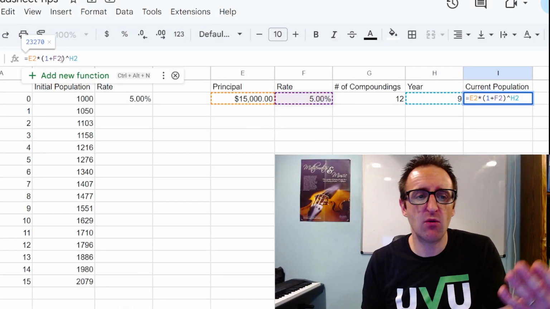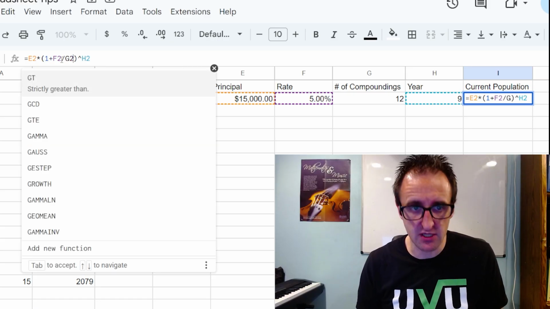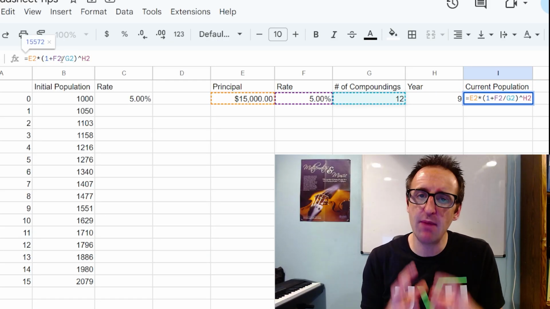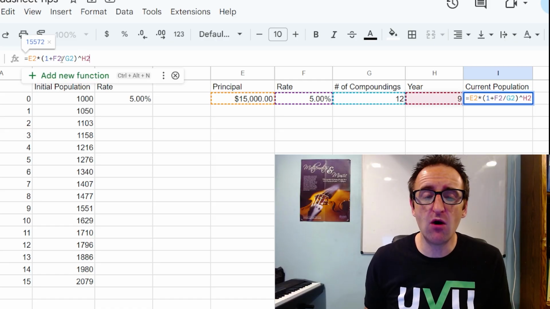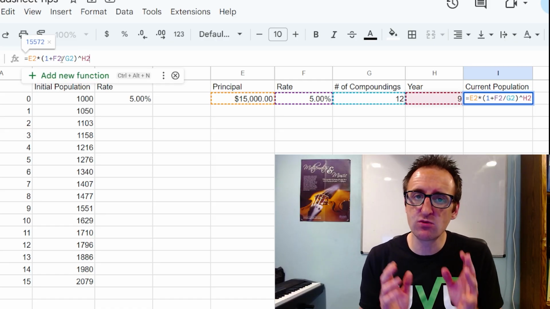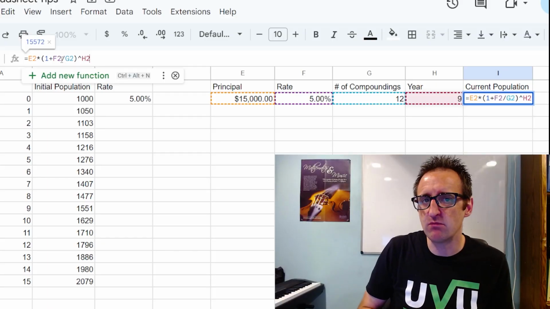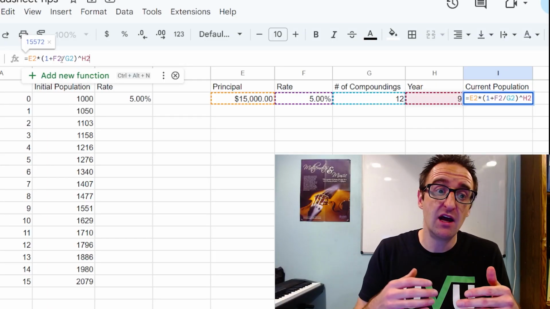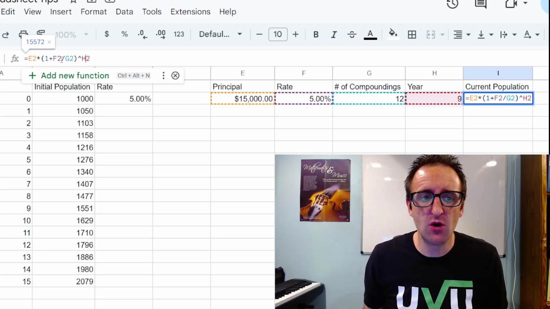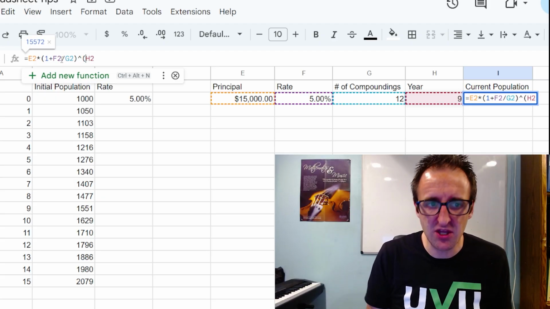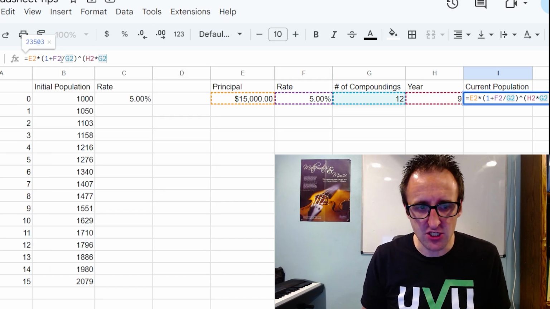And so to do that, we'll take this rate, the F2, and divide it by the number of compoundings, which is G2. And that gives us the percentage that you're going to add each time you compound. But now, you're not getting this 1 plus rate every time at the end of the year. You're getting it at the end of every month. We need to hit it with the 1 plus F2 over G2 12 times for every one of those years. So you take the number of years, but then you have to multiply by how many compoundings it's going to do as well. So that'd be H2 times G2.